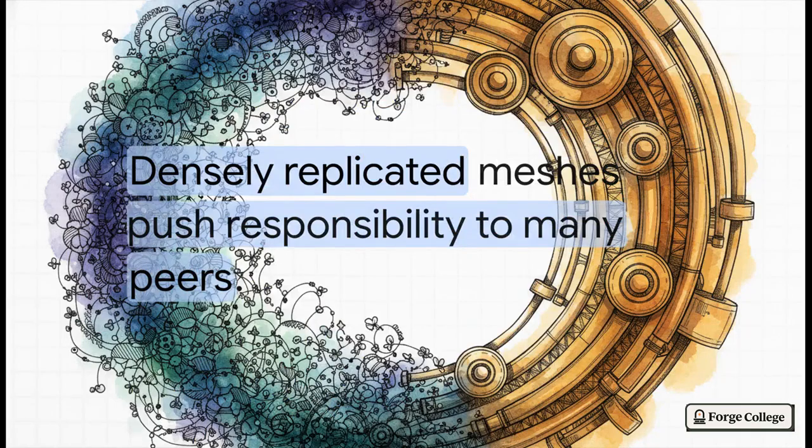To really summarize the core difference here, you can choose immense, chaotic, beautiful resilience by pushing the responsibility out to thousands of independent peers in a densely replicated mesh. Or you can trade all that openness away to get highly controlled, predictable, efficient performance in a permissioned model.